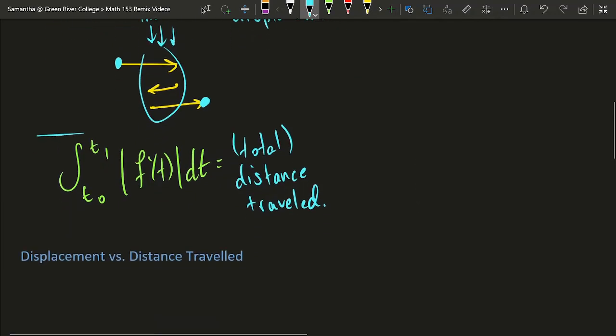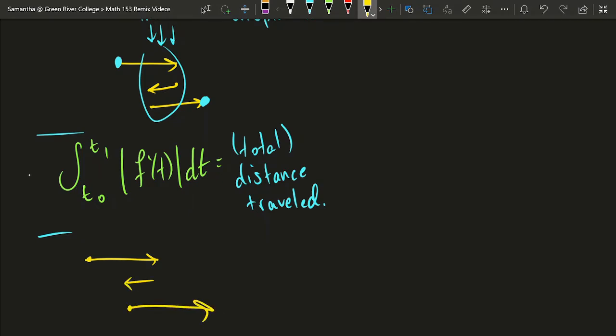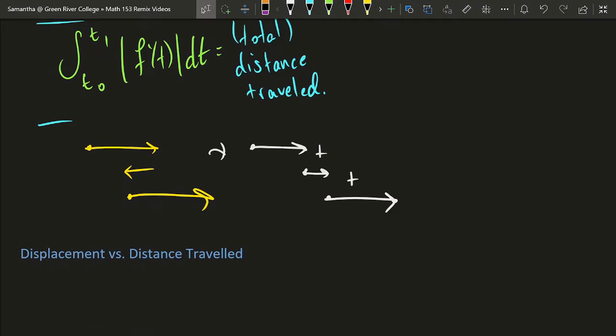The total distance traveled does care what the object was doing between the initial time and the final time. If your object moves back and forth, then the total distance traveled will treat all of those movements as being in the positive direction and sum them up. And putting it all together, it will give you the total distance traveled by the object between the initial time and the final time.